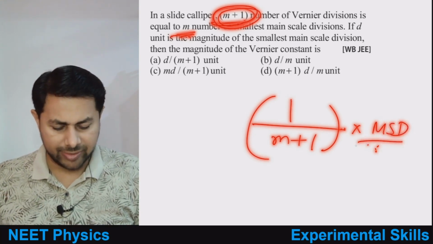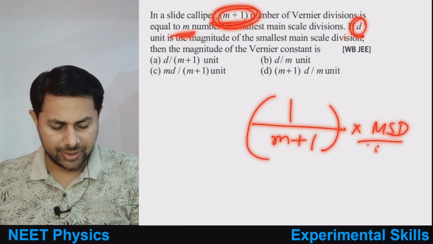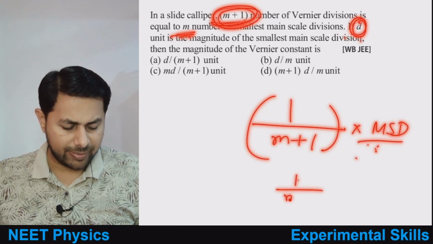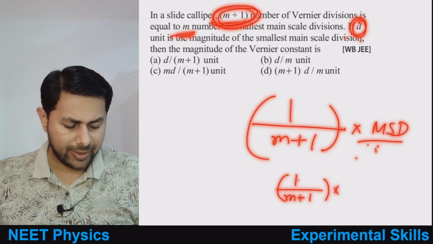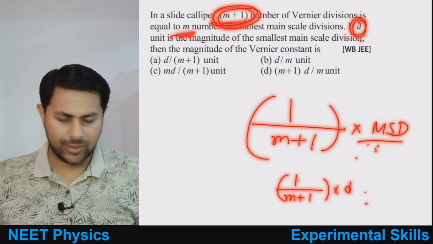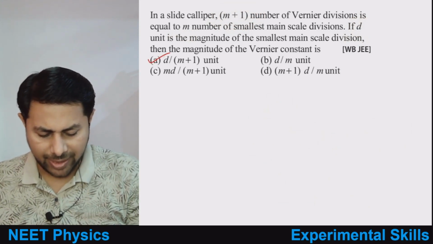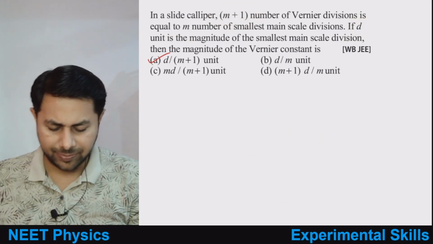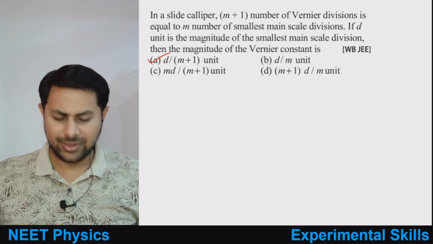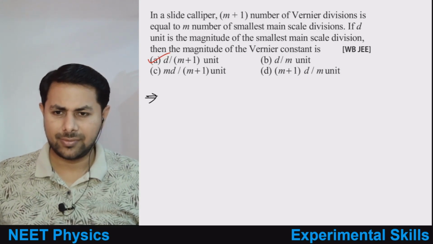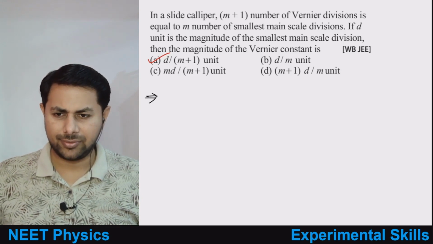What is the main scale division? The main scale division here is D. So what would be the answer? 1 divided by m plus 1 multiplied by D. So this is the trick, right? What's the answer? D divided by m plus 1 unit. Okay, is this clear? Tell me.